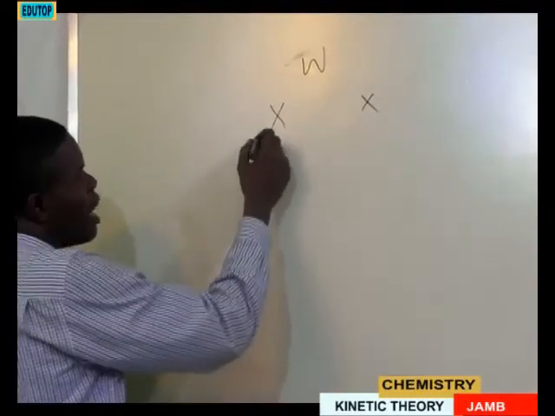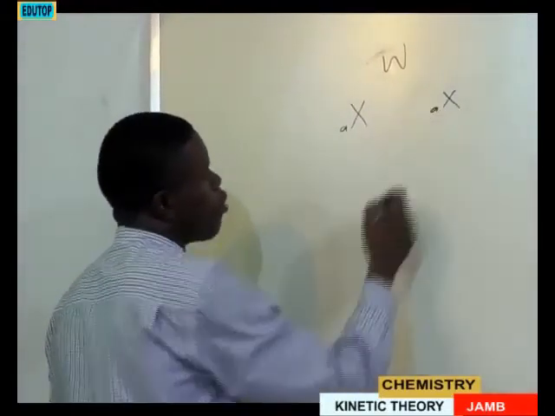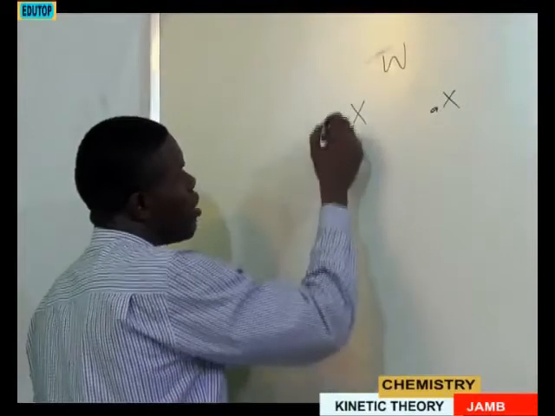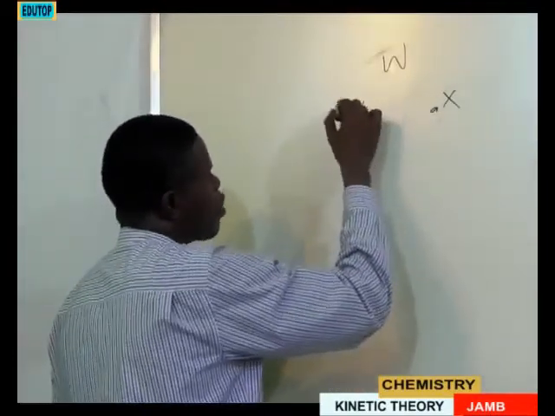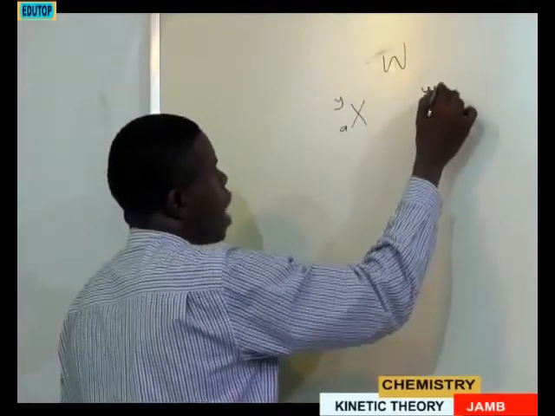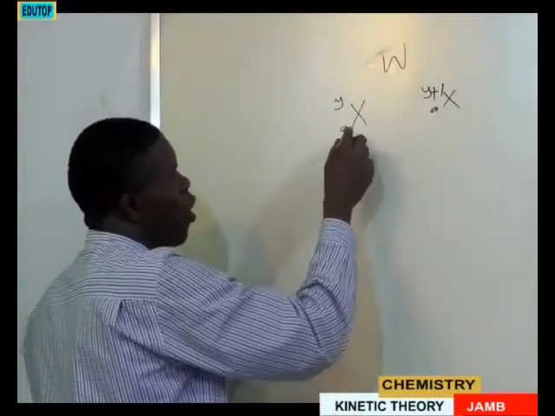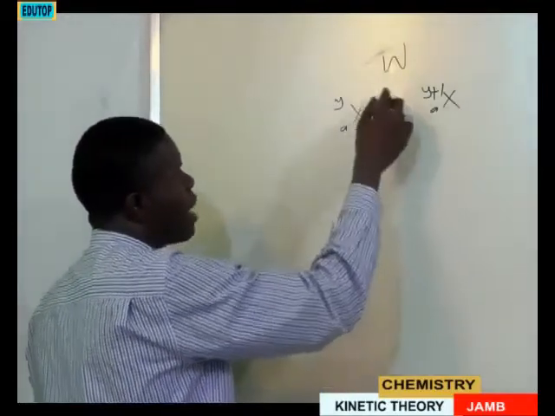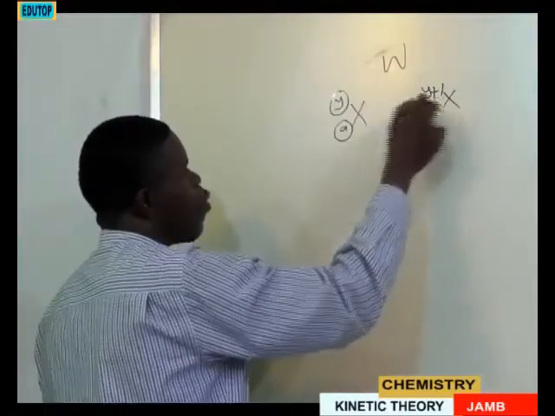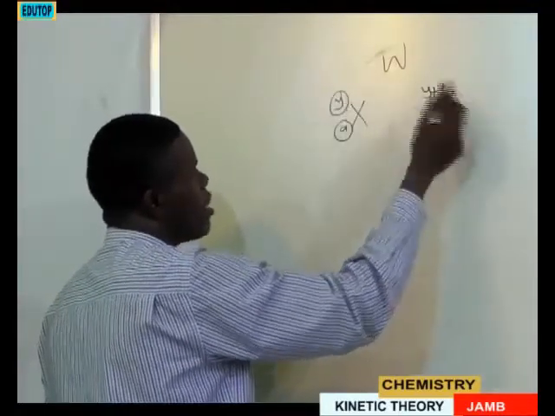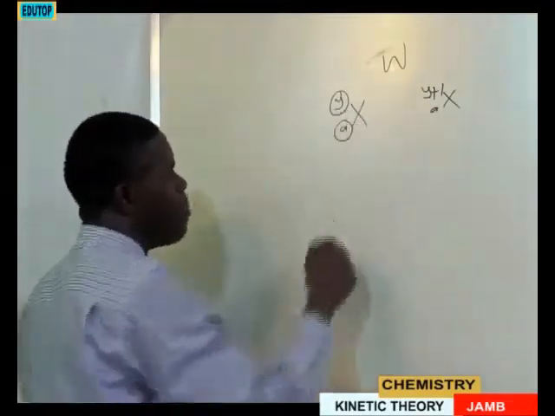It means that they will definitely have the same atomic number. Let's say the atomic number of this one is A, and the atomic number of this one will definitely be A. But what will change is the mass number. If the mass number of this one is Y, the mass number of this one can now be Y plus 1. So when two atoms of an element exhibit isotopy, the mass number will be different, or the mass number differs while the atomic number remains the same.